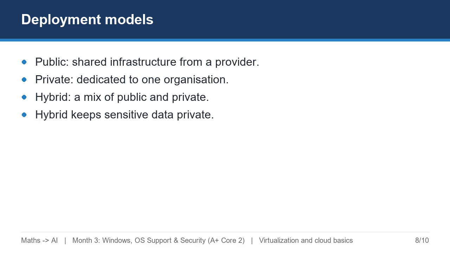Where the cloud lives matters too. Public cloud is shared infrastructure run by a provider like Azure or AWS. Private cloud is dedicated infrastructure for a single organization. Hybrid cloud mixes both, keeping sensitive or regulated data on private infrastructure while using public cloud for scale. Regulated industries, like banking and healthcare, often choose hybrid for exactly that reason.